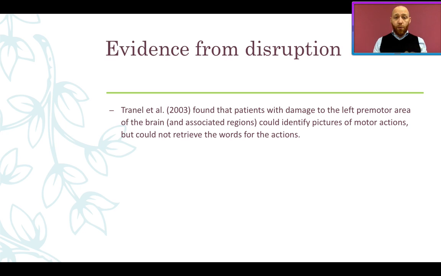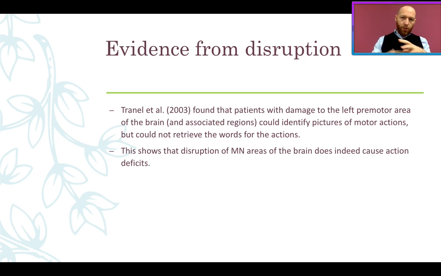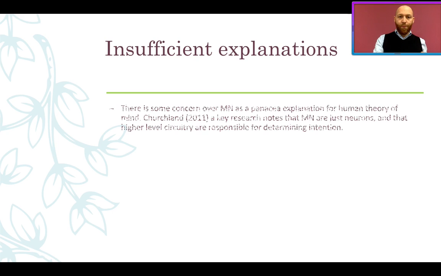Tranel et al. 2003 found that patients with damage to the left premotor area of the brain and the associated regions here could identify pictures of motor actions, but they could not retrieve the words associated with those actions. So they could watch you doing something but couldn't retrieve the words. Now this shows that disruption to these mirror neuron areas does cause cognitive deficits, specifically in this case linguistic interpretation. So it's important to understand that mirror neurons are not just linked to sort of imitation, but also understanding of actions and the ability to explain them.